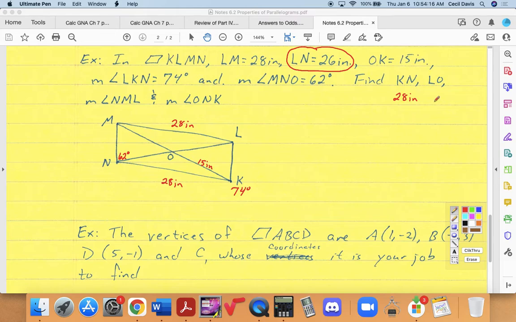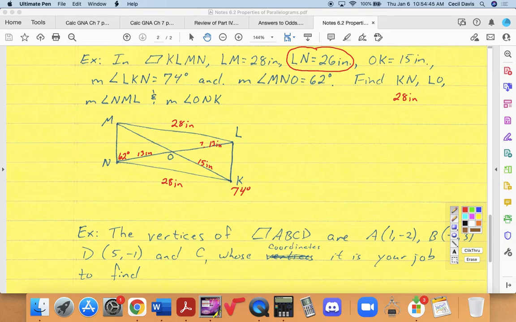Now we want to find the length of LO. 13 inches. How did you find that? Because LN equals 26 inches, so then you bisect it because they're equal to each other. Which segments? NO and LO are congruent. Very good. You split it in half. So each of these are 13 inches.